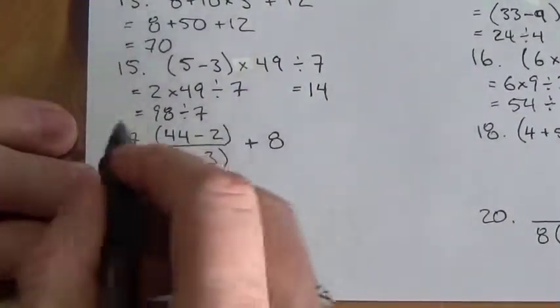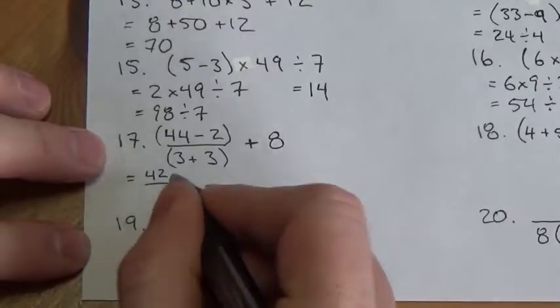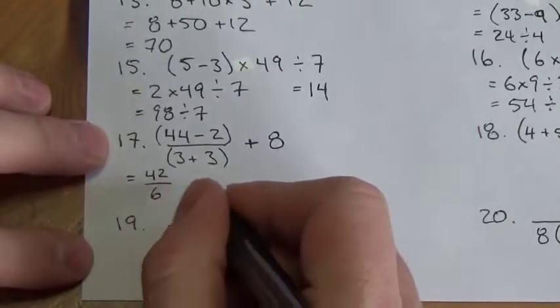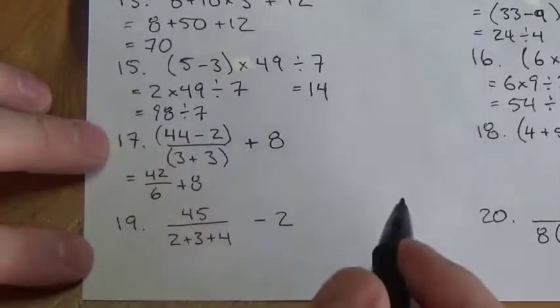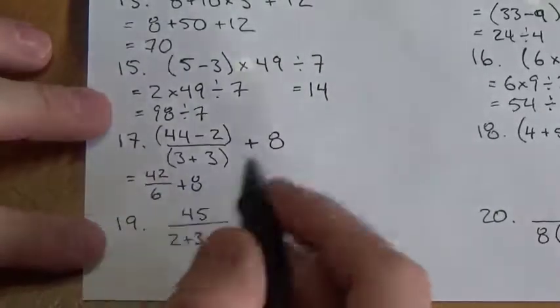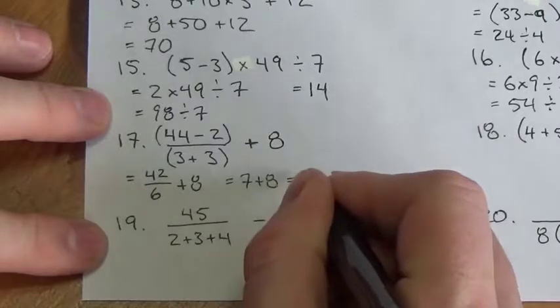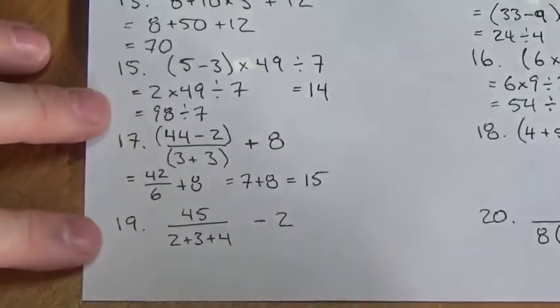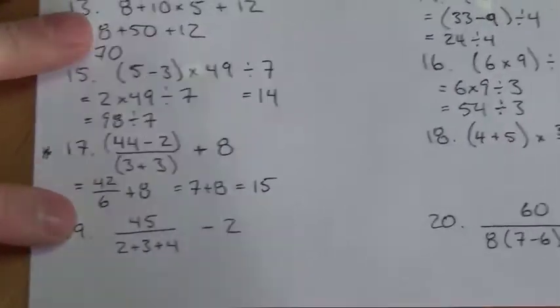So this really needs to become 44 minus 2 is 42. 3 plus 3 is 6. So I've dealt with what's in parentheses, even though there were no parentheses initially there, they were implied. 42 divided by 6 is 7. And 7 plus 8 is 15. That's an important one.